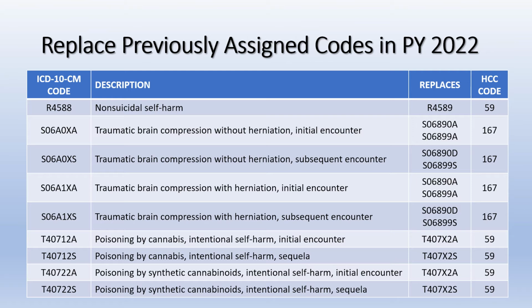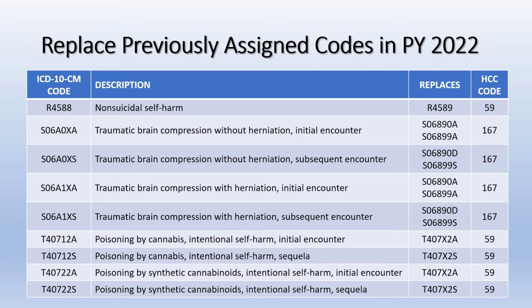R4588 replaces the following previously assigned codes. R4589, other symptoms and signs involving emotional state. S06A0XA replaces the following previously assigned codes. S06890A, concussion without loss of consciousness, initial encounter. S06899A, concussion with loss of consciousness of unspecified duration, initial encounter.